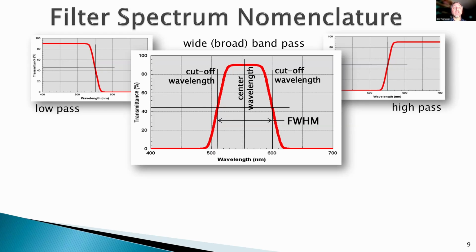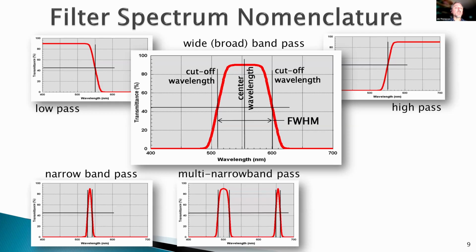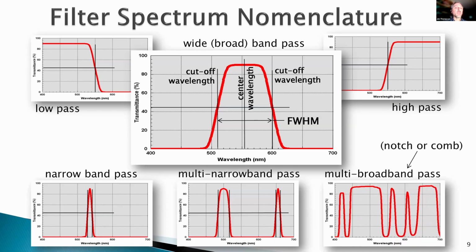Bandpass filters can come in any width, from wide to narrow. It also is possible to have more than one passband. This, for example, is a multi-narrowband spectrum, which I will talk more about in Part 2. The idea of multiple bands can be taken to the extreme. With filters that have so many passbands, they are sometimes referred to as comb or notch filters due to the shape of their spectrum. I refer to these simply as multi-broadband.